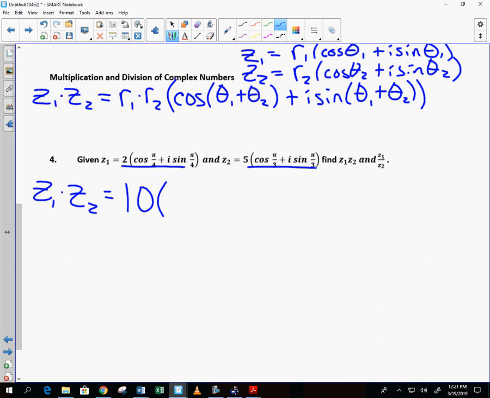That's pretty easy, huh? Times the cosine of, what do I do to the angles? Add them. What's pi over 4 plus pi over 3? 7 pi over 12. Ishika, how'd you come up with 7 pi over 12? Common denominators. So pi over 4 was 3 pi over 12, and then pi over 3 was 4 pi over 12. She added those together. She got 7 pi over 12 plus i sine of 7 pi over 12.